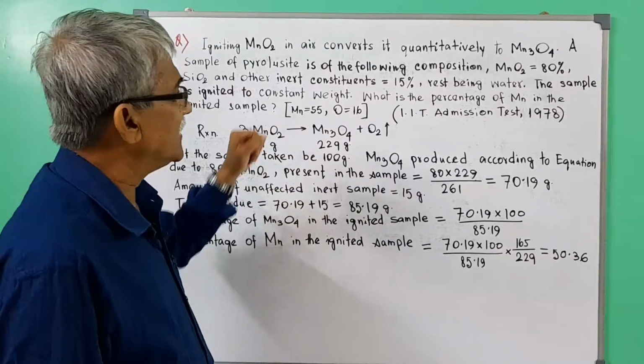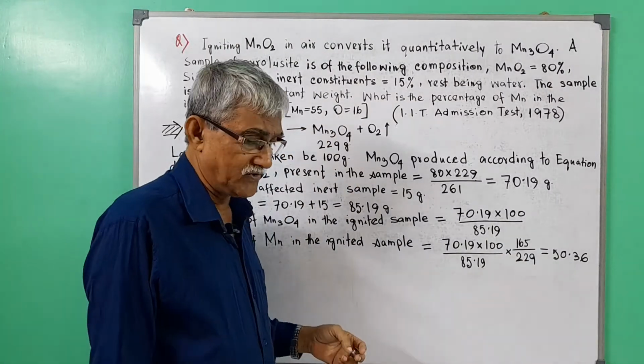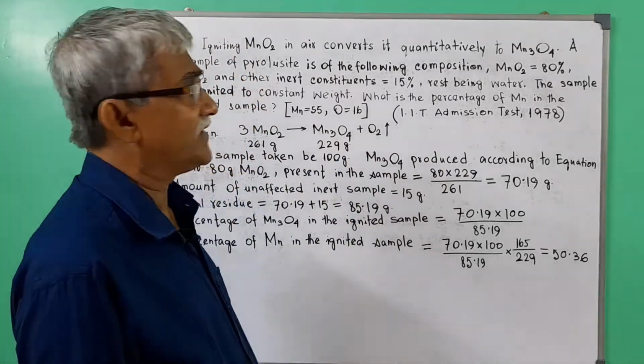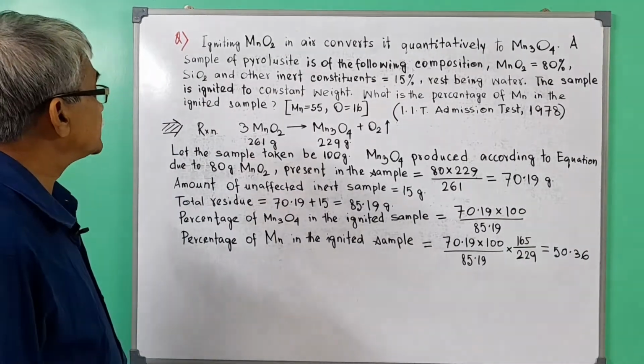This is the question given. Mn means the RAM is 55 and oxygen is 16. This was a question set in the IIT admission test in 1978. Okay, let us work it out.